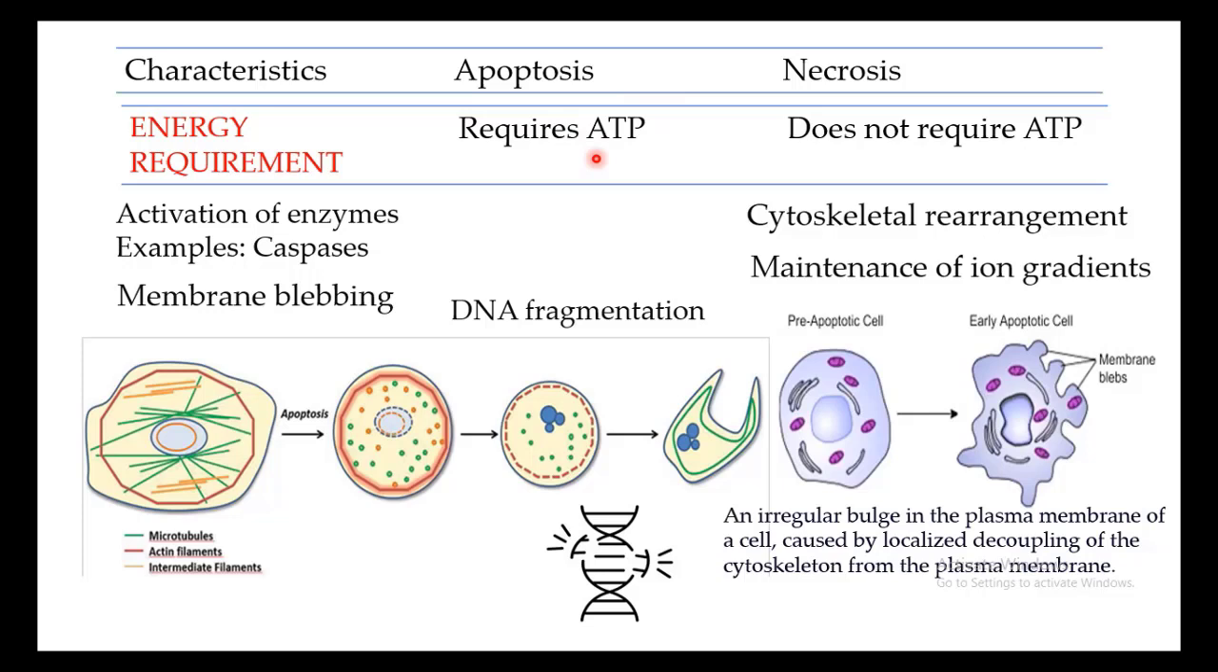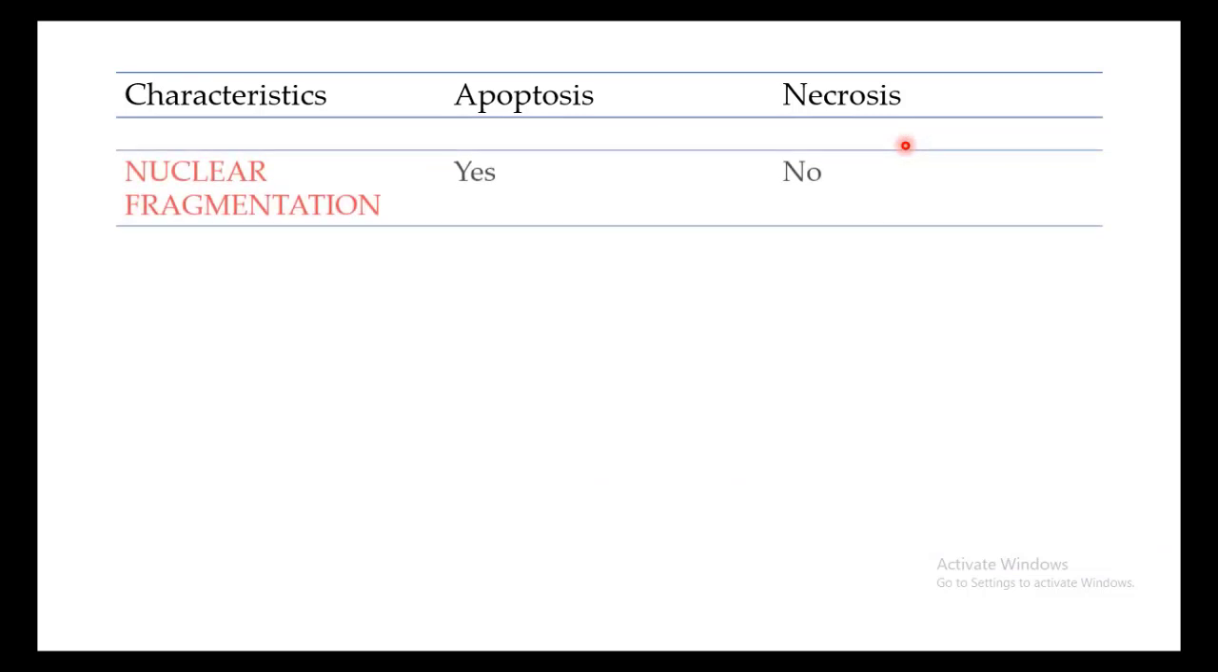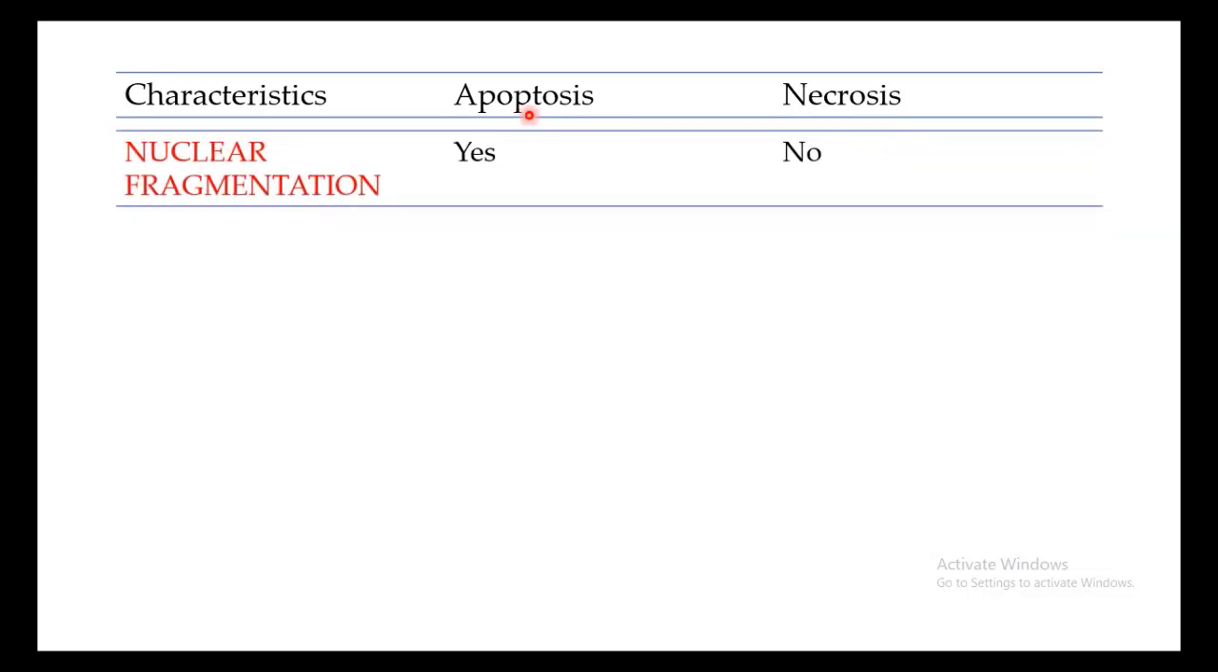Of course, you are doing nothing in a programmed manner in the process of the necrosis, so you do not require any ATP during the process of the necrosis. Another important difference between the two is that there is nuclear fragmentation in the apoptosis. As you have just seen over here, the membranes are going to break down. The DNA is going to be broken down. So there is nuclear fragmentation in the process of the apoptosis because you are doing things in a controlled way.